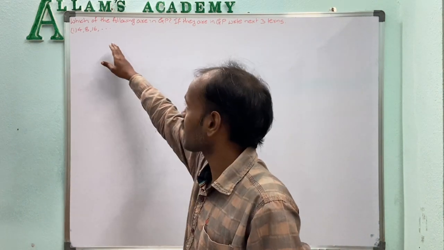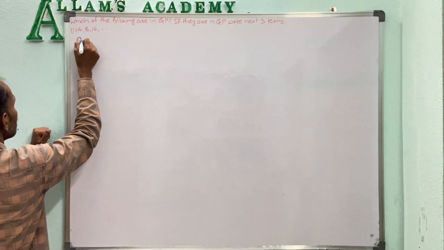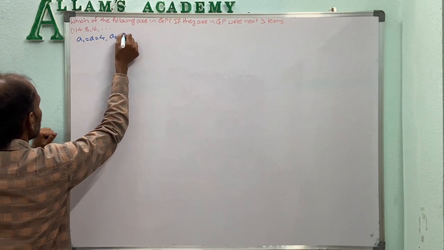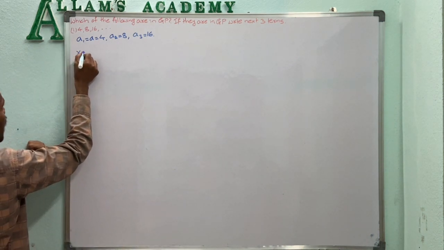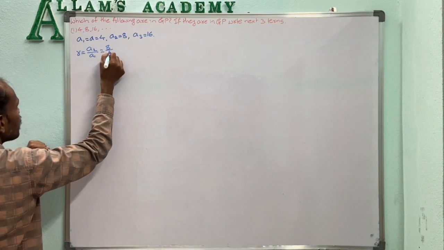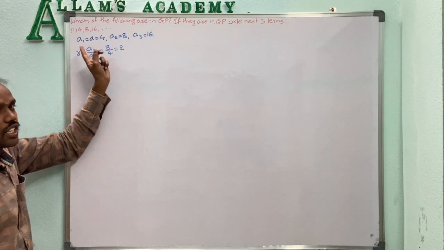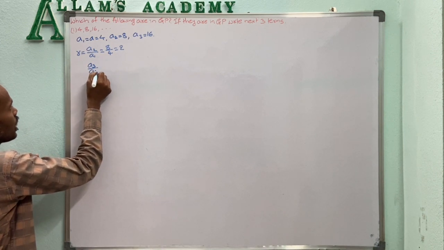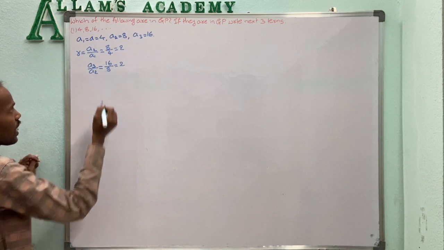So first, checking the given series for geometric progression. The first term a1 is equal to a, which is 4, the second term a2 is equal to 8, and the third term a3 is equal to 16. Now the common ratio r is equal to a2 by a1, that is 8 by 4, which is 2. Now the third term by the second term, a3 by a2, that is 16 by 8, is also nothing but 2.